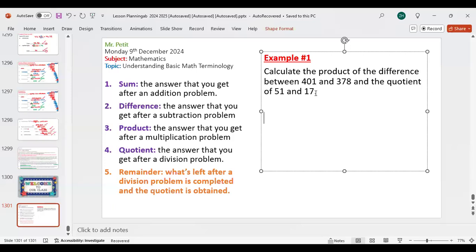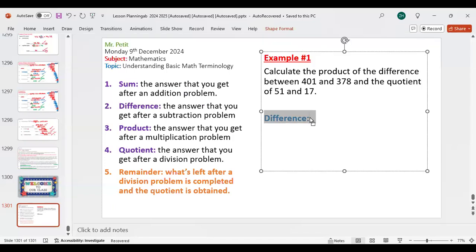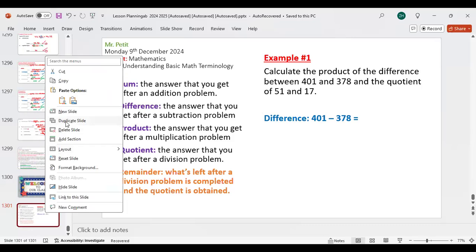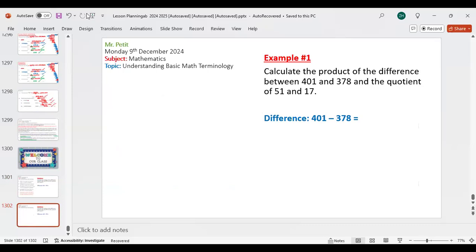Okay, so difference. What do we say difference is? Subtract. The difference is the what? Subtraction. So the difference is going to be what? Between what? 401 and what? 378. So we're gonna subtract, right? So when we do the difference, we have to subtract, right? So let's subtract.